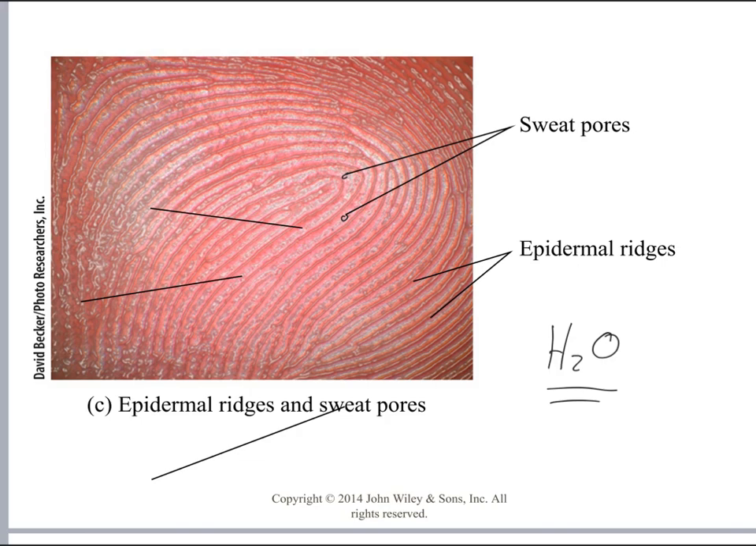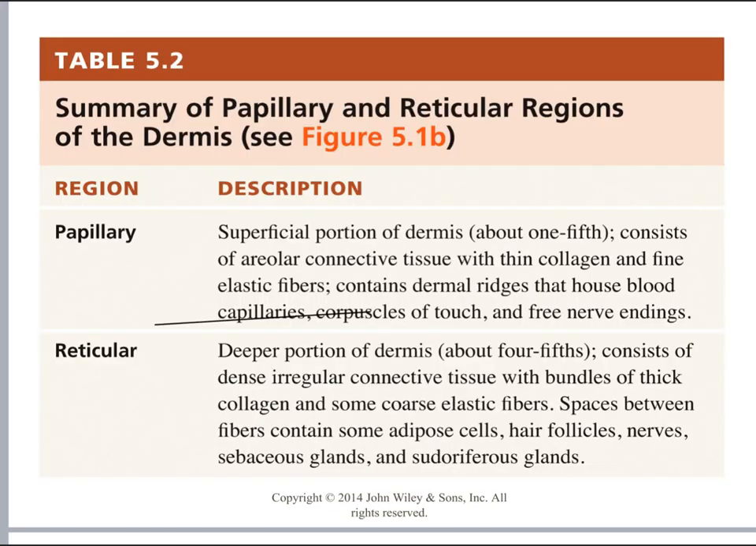So table 5.2 summarizes the papillary and reticular regions of the dermis. So you can read through this. We'll read through some of the details. So the papillary is the superficial portion of the dermis, about 1/5, consists of areolar connective tissue. And then we get these thin collagen and fine elastic fibers. They're going to contain the dermal ridges that house blood capillaries, corpuscles of touch, and free nerve endings.